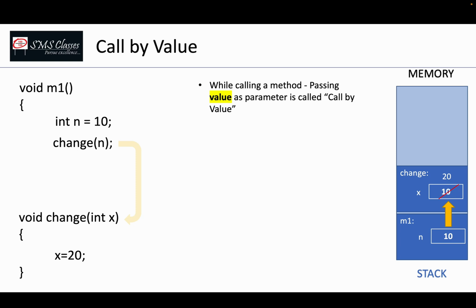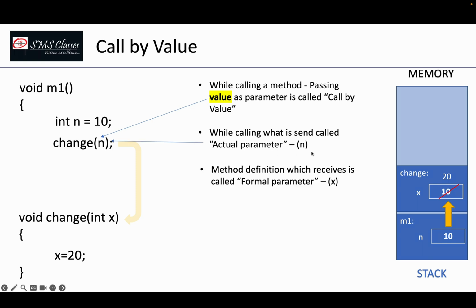When I call a method, passing a value as parameter is call by value. So here the value is 10, which is in the form of 10 you are sending. So sending a value as a parameter is called call by value. Now hope you all know what is actual parameter. While calling, the parameter you send is called actual parameter. In this case it is n. The method definition which receives the value, in this case x, is called formal parameter.